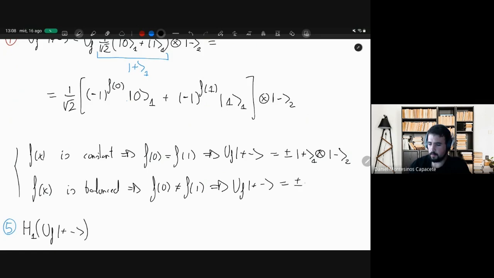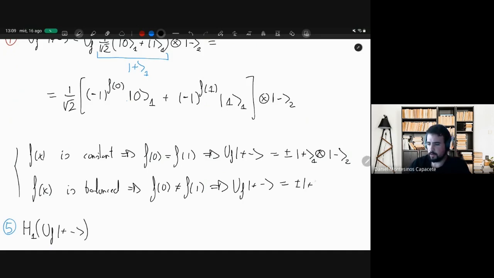This is, and the plus minus is just because these are equal, but they can be either 0 equals 0 or 1 equals 1, right? It depends. As these are not equal, but they can be 0 or 1, or they can be 1 or 0, right? So that's why there is a plus minus depending on the type of constant or balanced function that you have.